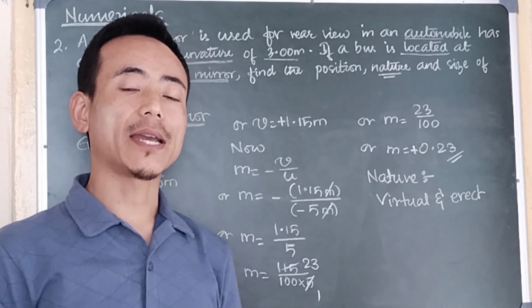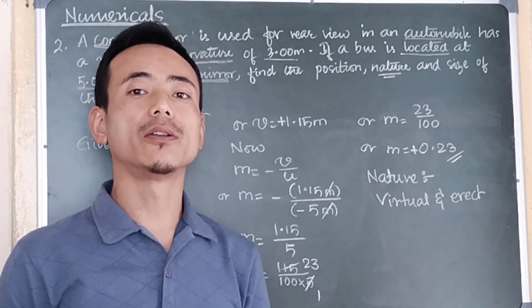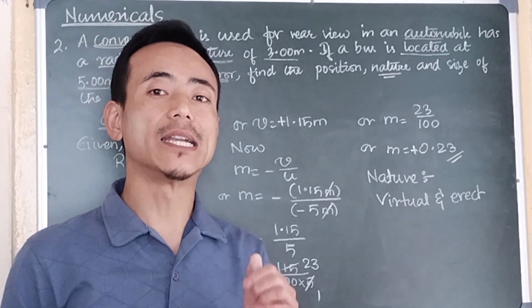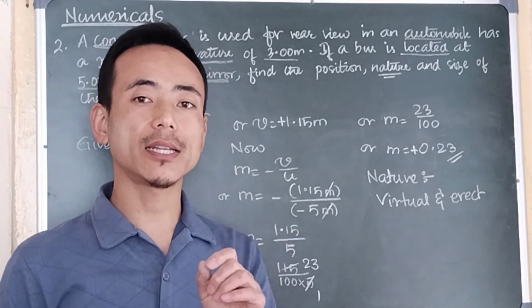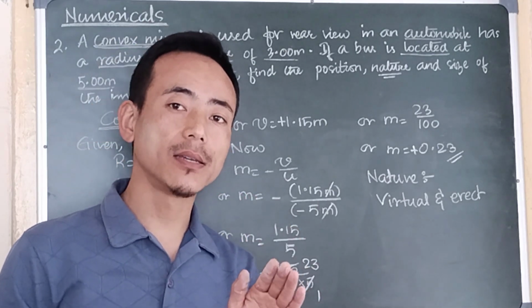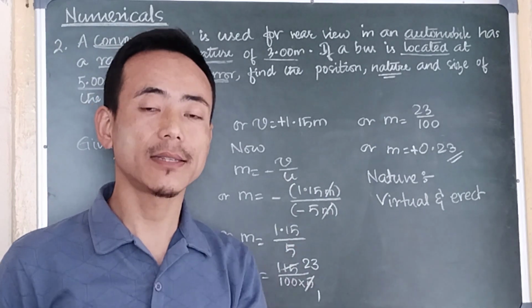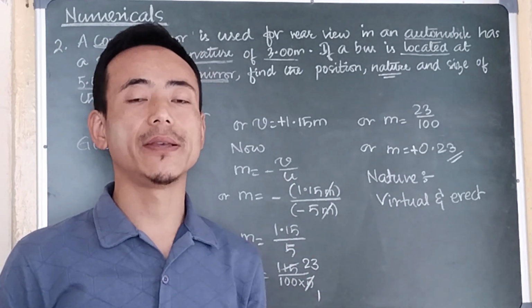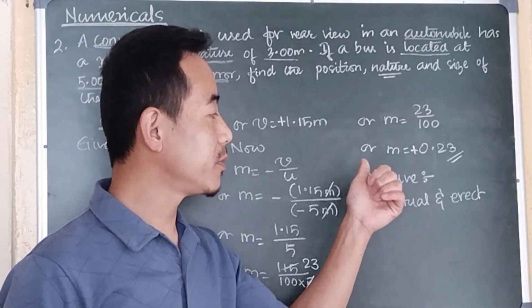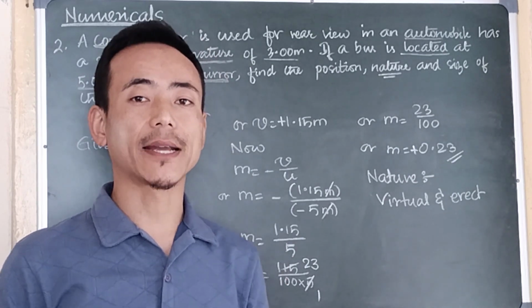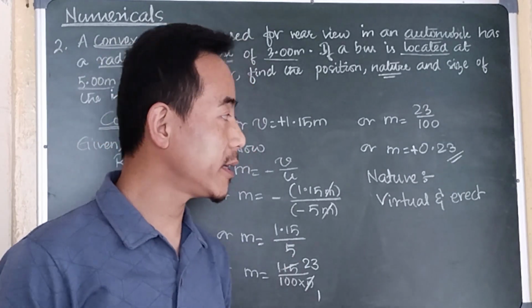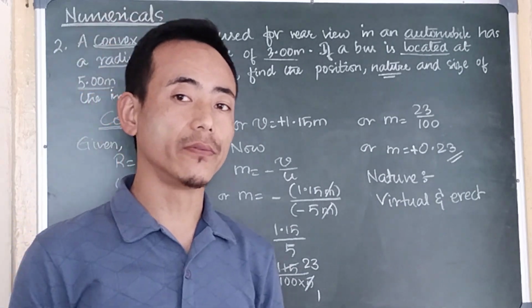So if the magnification is less than 1, then we know that the image is diminished. If magnification is equal to 1, then we say that image and object are of the same size, and if magnification is greater than 1, then we say that the image is enlarged. For that you have to see the video that I have made for mirror formula and magnification. There I have explained everything, so you can check that video.